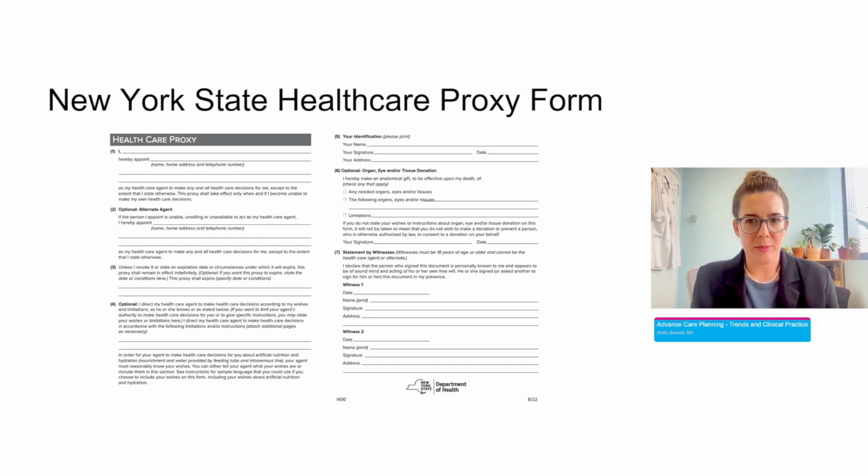This is just to show you what a typical healthcare proxy form looks like. This is the one in New York State that I use all the time. And the sections include an option to put an alternate agent, to state a date or circumstance where the form might expire, the option to specify wishes and treatment limitations, and to limit any part of the agent's authority to make decisions.